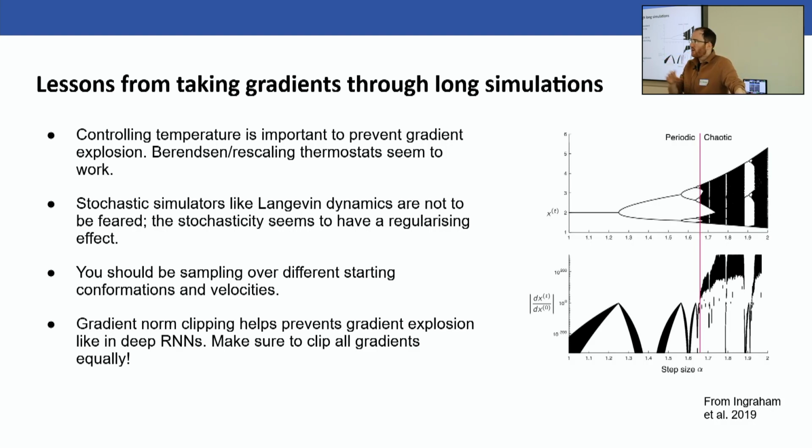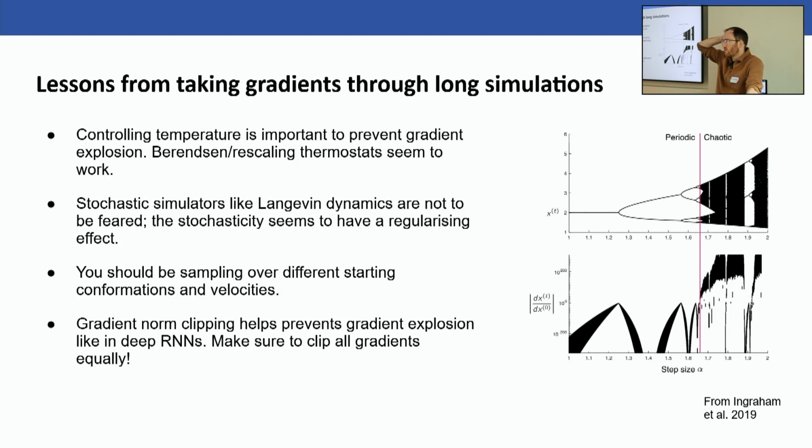Initially, I was a bit worried about stochastic simulators because it kind of offended the idea of taking exact gradients and then ruining them by throwing in loads of noise. But actually, I think it's fine. Stochasticity seems to have a regularizing effect on both the simulation and the gradients. And actually, you should anyway be sampling over different starting conformations and velocities. So you should be getting a gradient distribution anyway. So there's no harm in taking that as part of the simulation itself.